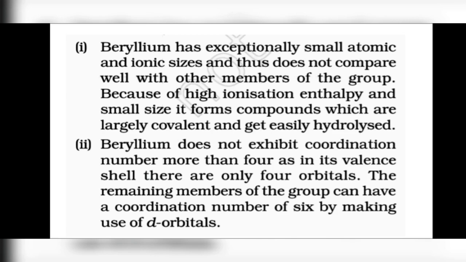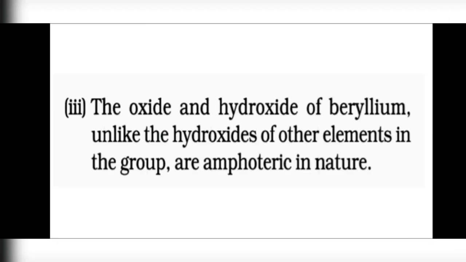So beryllium does not exhibit coordination number more than 4, as in its valence shell there are only 4 orbitals. The remaining members of the group can have a coordination number of 6 by making use of d orbitals. Beryllium does not have d orbitals, so it can form a coordination number of only 4. Then the oxide and hydroxide of beryllium, unlike the hydroxides of other elements in the group, are amphoteric in nature, that is they can act both as an acid and base.